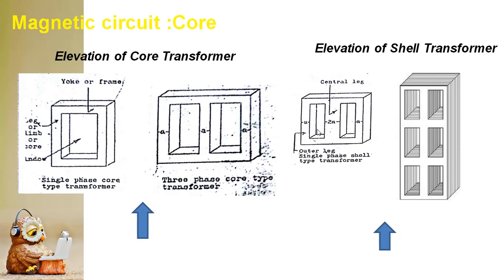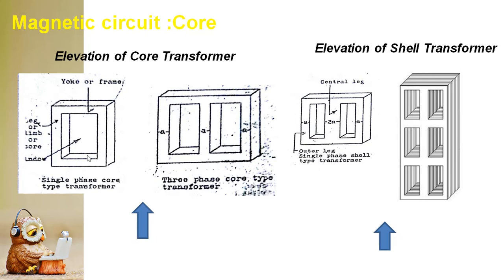The difference is that you can see here the width of the central limb is twice the width of the side limbs. Here the side limbs' width is A, but the width of the central limb is 2A. That is the difference between the three phase core type and the single phase shell type transformer. And this is your three phase shell type transformer. You observe all four are front view drawings.